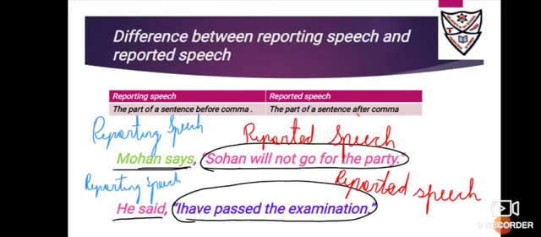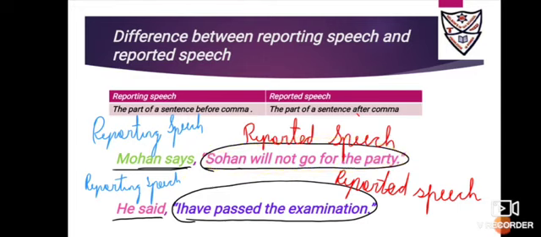Let us begin with this, children. What is a reporting speech and what is a reported speech? The part of a sentence before the comma is called the reporting speech. As you can see, "Mohan says," and you can see a comma. This is the comma that bifurcates the reporting speech and the reported speech, as I told you in the previous slide. The part before the comma is called the reporting speech, and the part after the comma, where the inverted commas begin, is called the reported speech.